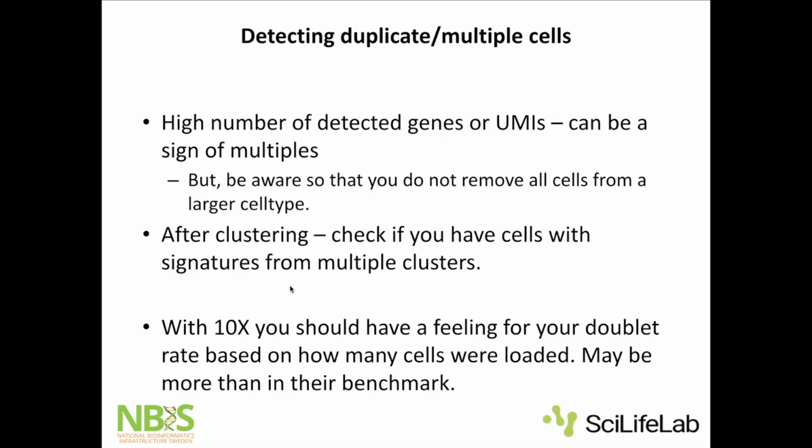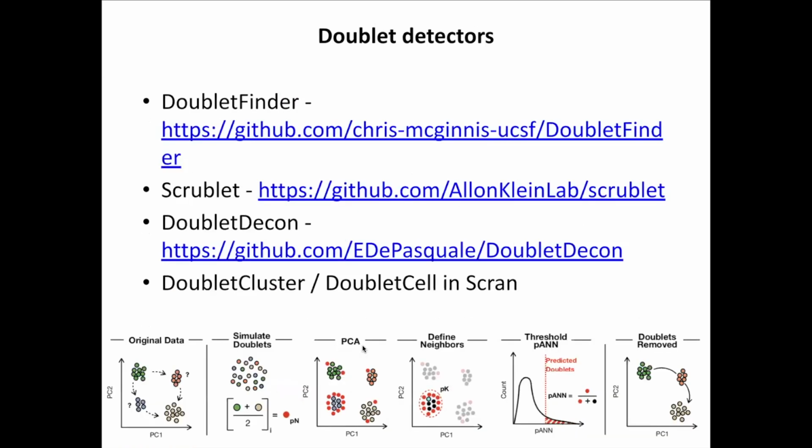So then, of course, if we have doublets, we want to detect them. We want to remove them. If we are sequencing just one cell type, then sometimes you can just take anything with too many genes detected as most likely more than one cell. But that doesn't work so well if we have mixed cell types that are of different size and different RNA amounts. So then, we can check manually for clusters with multiple signals and so on. But it's probably better to use one of these prediction methods.